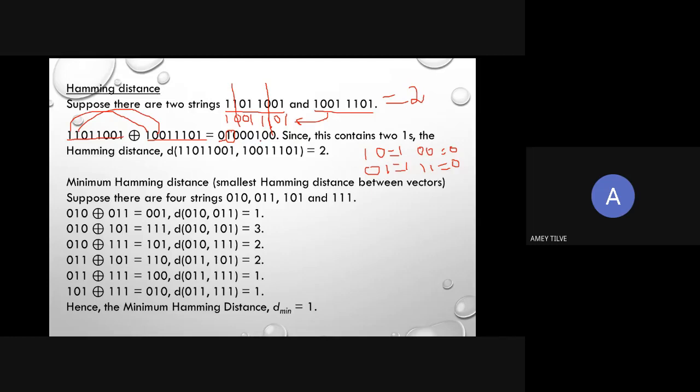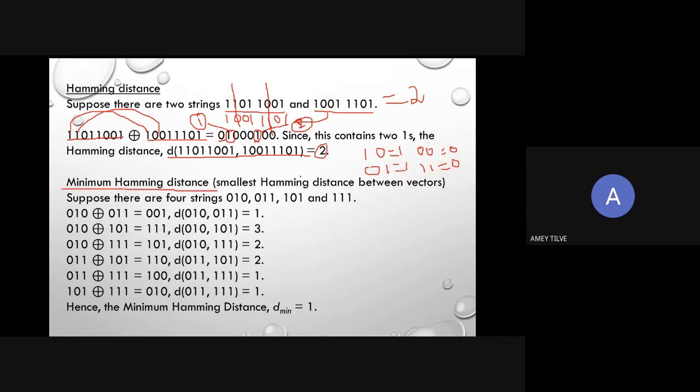Then I just count how many 1s are present, the positions at which the XOR answer is 1. How many positions are there? 1 and 2. So the Hamming distance of these two vectors is 2. One more method I have shown you, a very simple method: you can either compare both the vectors or you can directly XOR. Now coming to your minimum Hamming distance.